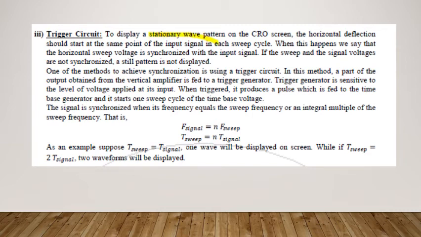On the CRO, the horizontal deflection plate should start at the same time or close at the same time. This is important. It should start at the same time as the input in each sweep circuit. When this happens, we say the horizontal sweep voltage is synchronized with the input signal. If the sweep and signal are not synchronized, a pattern will not be displayed. One of the methods to achieve synchronization is using a trigger circuit.